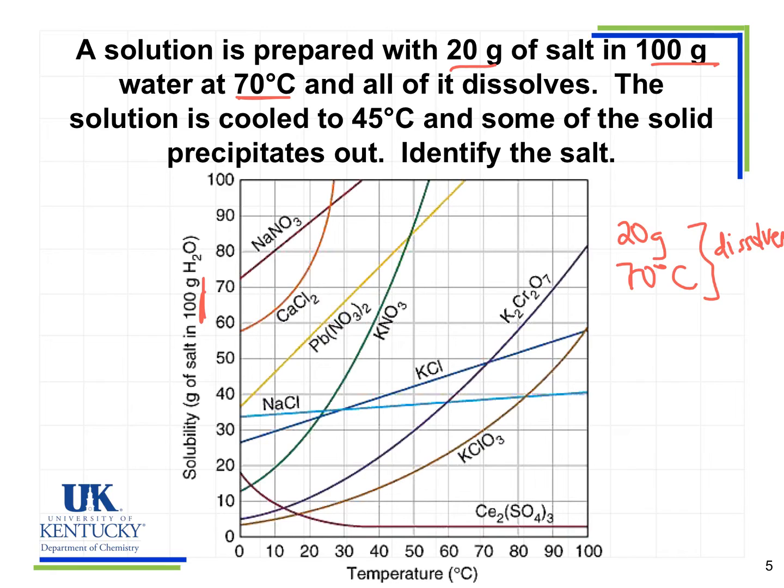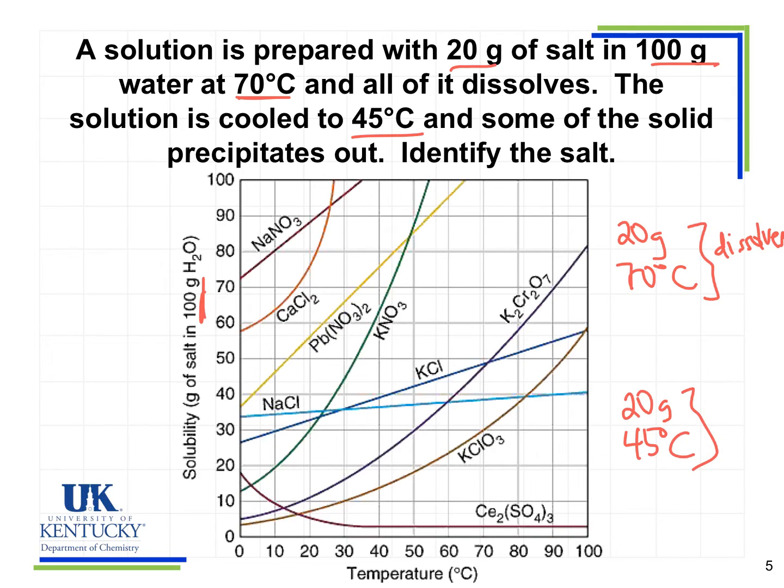The solution is then cooled to 45 degrees Celsius, and some of the solid precipitates out. Now, when we went from 70 degrees to 45 degrees Celsius, is the total amount of the substance in the solution, dissolved and undissolved, still the same? Yes, it is, because notice it doesn't say anything about removing or adding. It says some precipitates out, but there's still 20 grams of compound in that container. So the only thing we're looking at is this temperature change, 70 degrees to 45.